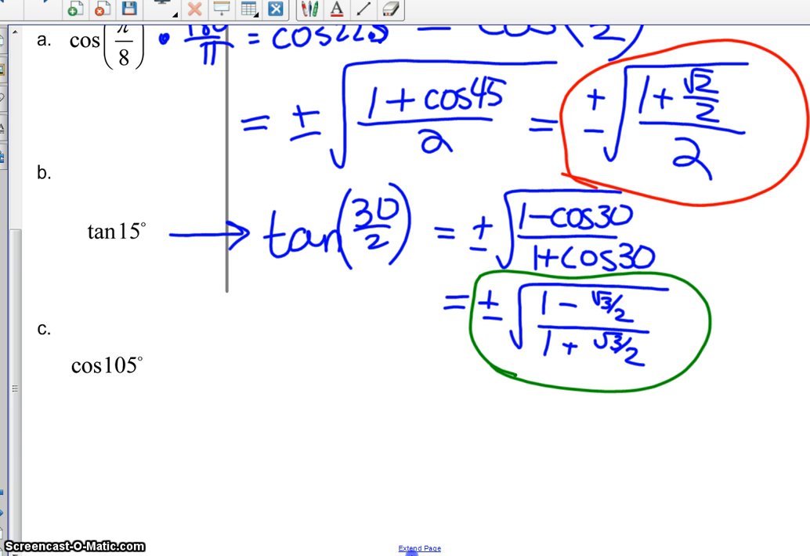Our last problem, cosine of 105. Well, you know that we're dealing with half angles. So what I'm going to say in my head is, what is 105 times 2? I'm just wondering. 2 times 5 is 10, 2 times 1 is 2, 210. Oh, I can figure out 210. That's not on my list. What did I do wrong? Huh. Oh, that doesn't work. The double angle doesn't work.